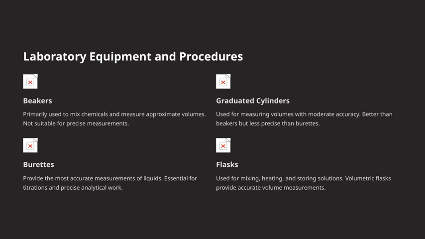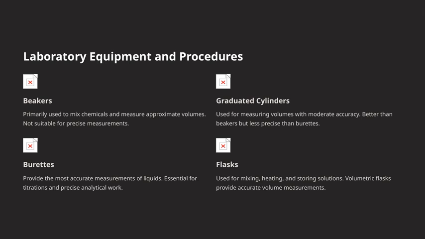Let's take a closer look at some common laboratory equipment and their procedures. First, we have beakers. Beakers are primarily used for mixing chemicals and measuring approximate volumes. They are very versatile, but it's important to remember that they are not suitable for precise measurements. They're great for rough estimates and quick mixing.